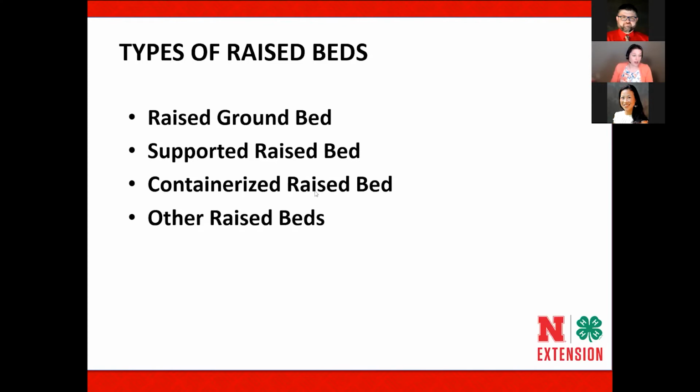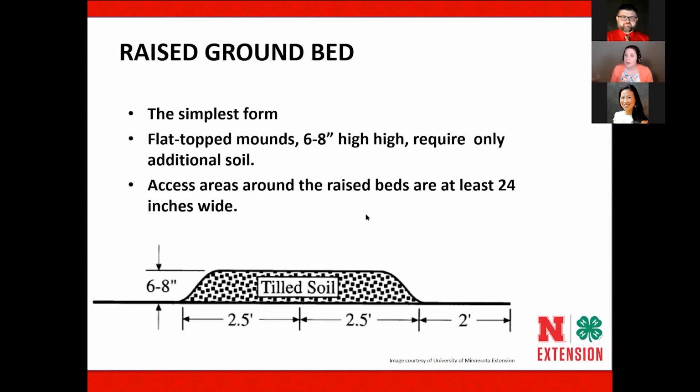So there are different types of raised beds. We usually just think of a raised bed as one that's up off the ground, but there are several different types of raised beds. So the raised ground bed is the simplest form. What that is, it is a mound of dirt. It can be anywhere from 6 to 8 inches high, and all it requires is additional soil and additional compost and things along those lines.